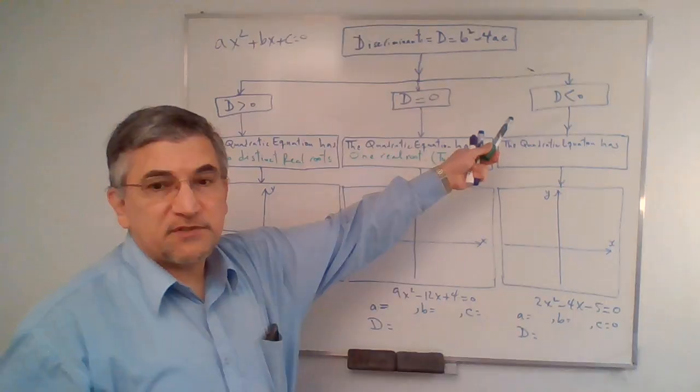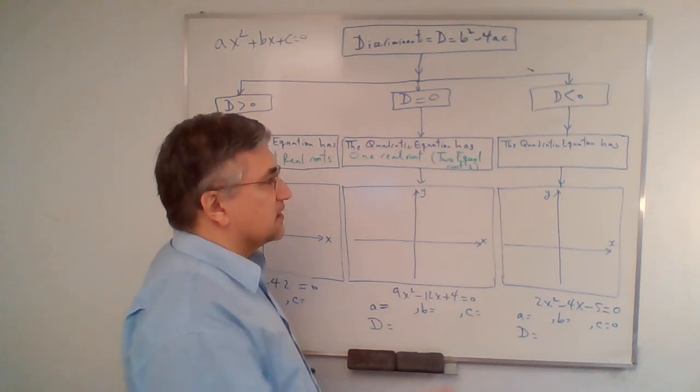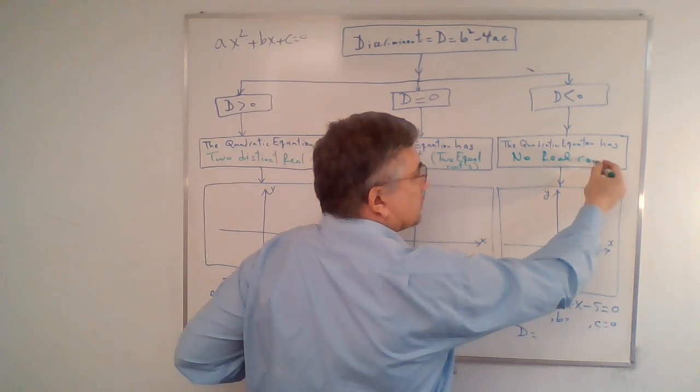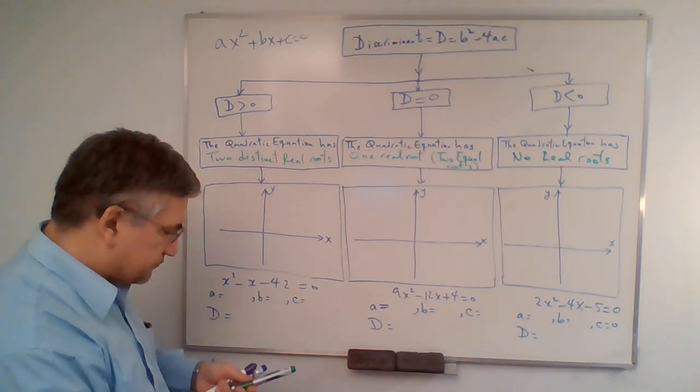But if the discriminant happens to be a negative number, after you calculate that, in that case, the quadratic equation has no real roots. So these are the three possible scenarios.